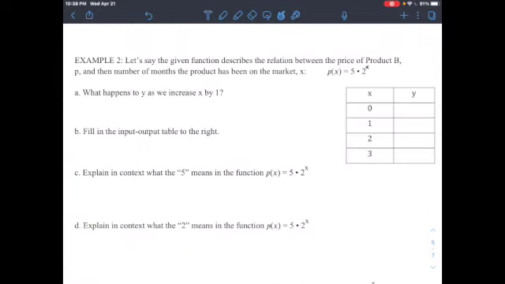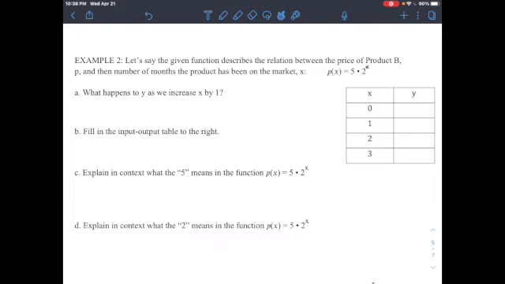Example number 2. Let's say the given function describes the relation between the price P of product B and the number of months the product has been on the market, that's the x. So what happened to the y as we increase x by 1?